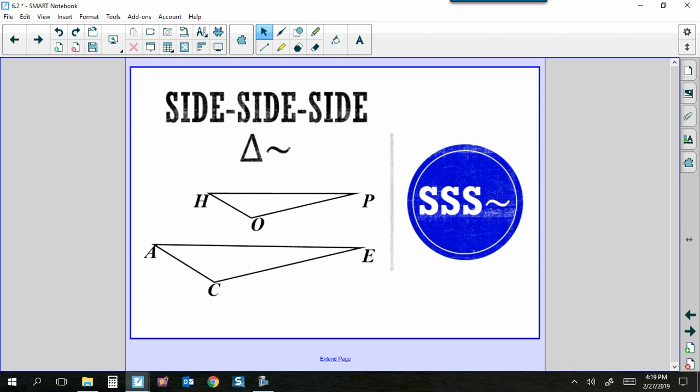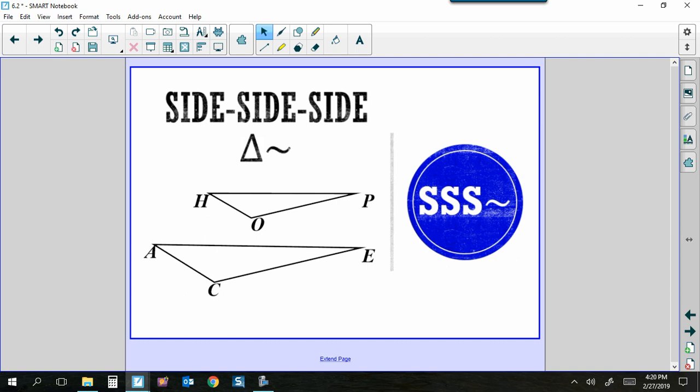You want to make sure you include that similarity symbol to differentiate between congruence versus similarity. So just side, side, side would be congruence. All right, and then to be side, side, side, what that means is your sides have to be proportional to each other.